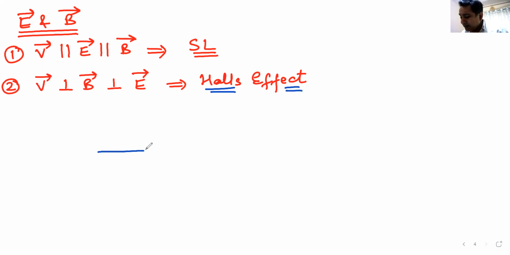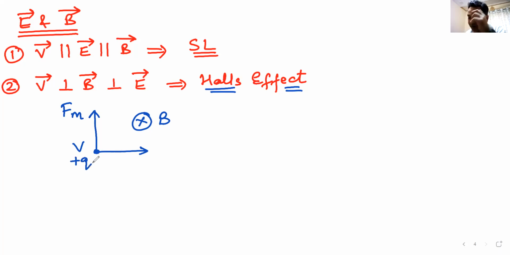Don't get confused. Let us say, for example, my V is like this, and my magnetic field is like this. Now, V cross B, the force will be in the upward direction. This is the magnetic force. The charge is plus Q. Now, you can create an electric field which is going downwards.